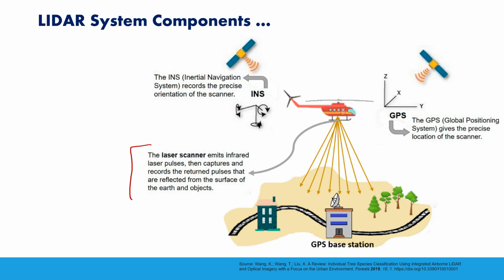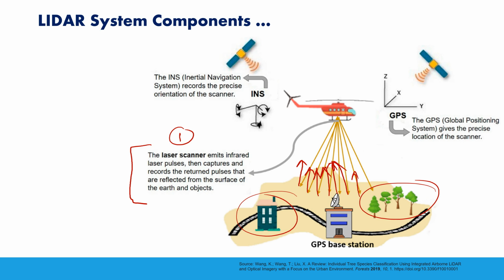So the first component, the laser scanner, will emit the laser pulses to the ground surface, and then the laser pulse will hit the ground surface and then it would be reflected back to be detected by the laser scanner again. Okay, so this kind of laser pulses would be reflected by the ground surface or any feature on the ground surface, like the trees or buildings, cars, any feature on the ground surface.